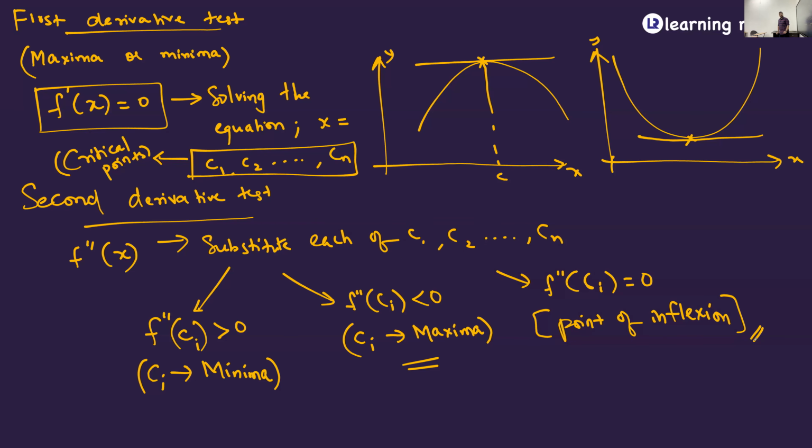Now I'll show you an example of how to do this second derivative test. I'm going to take the same example of sin x. But this time, I'm not going to ask you to verify whether you have maximum or minimum. Rather, I'll ask you to find where it has maximum and where it has minimum. So, shall I do that, Anshu?